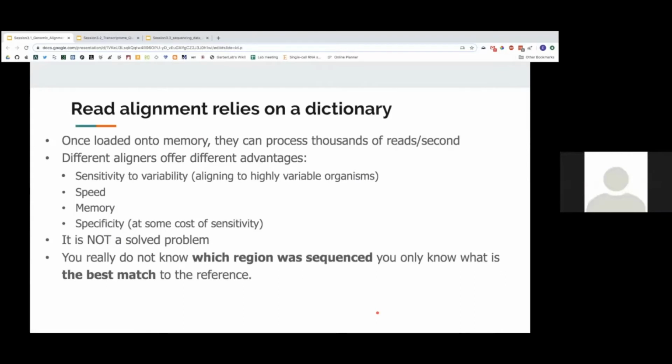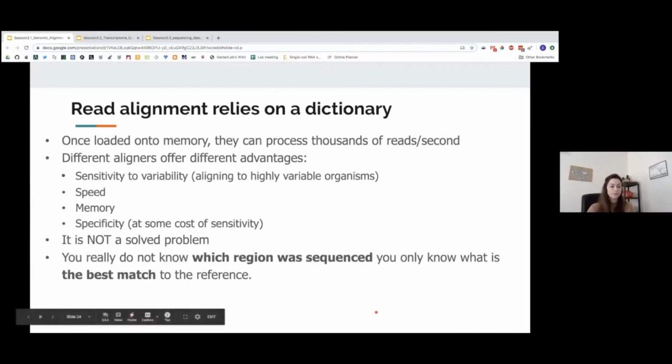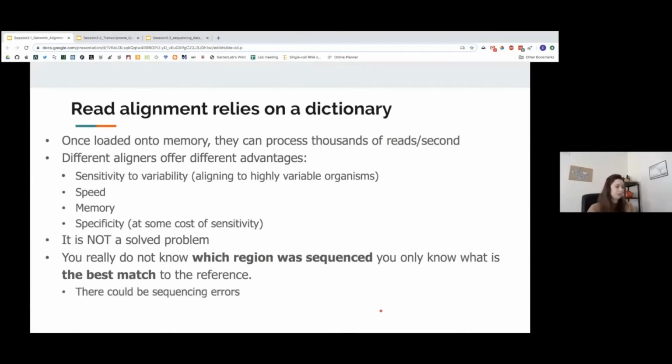And in the end, I want you to keep in mind that you really don't know which region was actually sequenced. All you know in the end of this process is what is the best match of your read to the reference. That is the best guess you can make, and it's good for most applications, but you'll never know with absolute certainty which place in the genome your read actually came from.